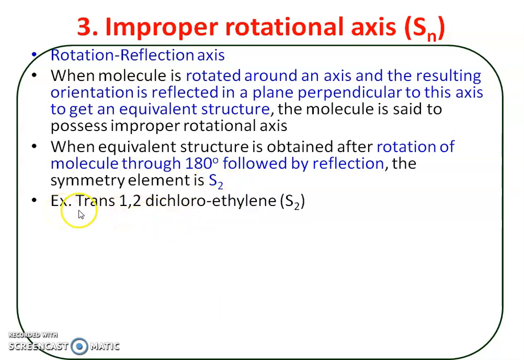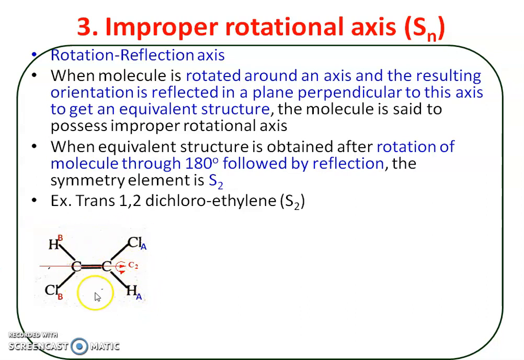So in trans 1,2-dichloroethylene, there is an S2 improper rotational axis of symmetry. This is the structure of trans 1,2-dichloroethylene. All the atoms are oriented along the same plane, and here there is a double bond between two carbon atoms, and two chlorine atoms. These are trans to each other. These are the two hydrogen atoms. Just to recognize the two different chlorine atoms, these are marked as A and B. Similarly, the hydrogen atoms are also marked as A and B.